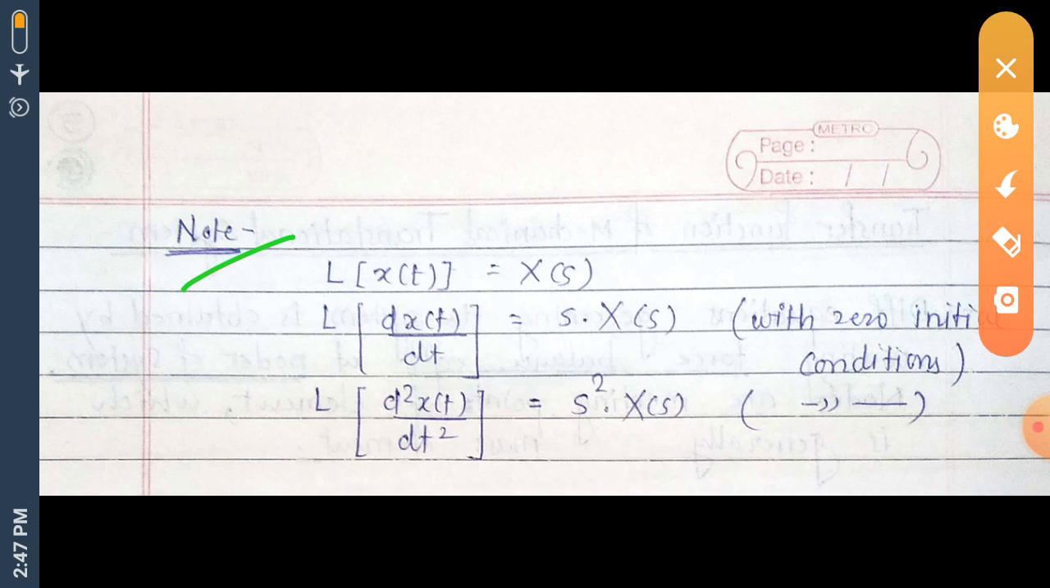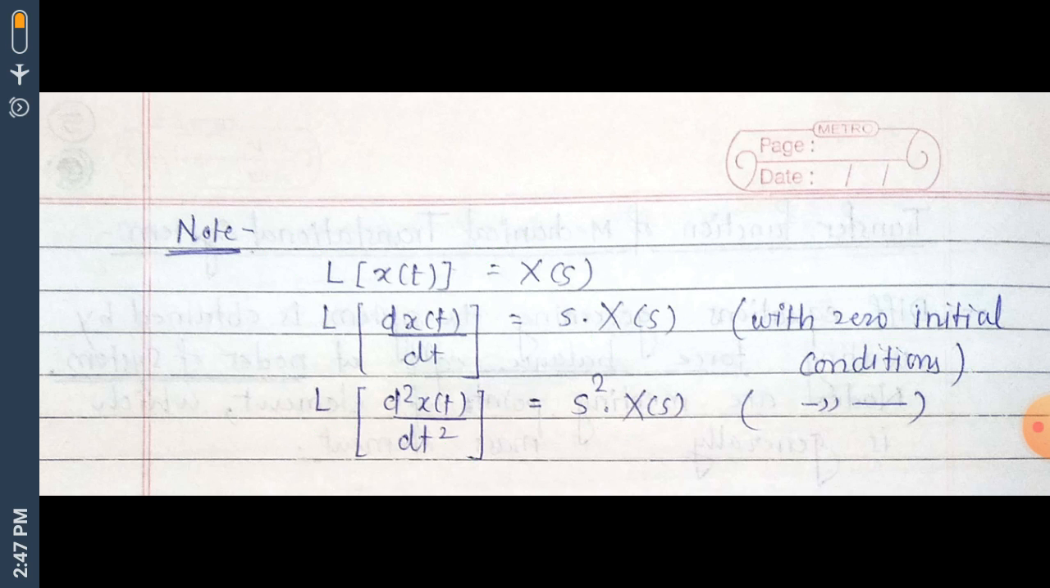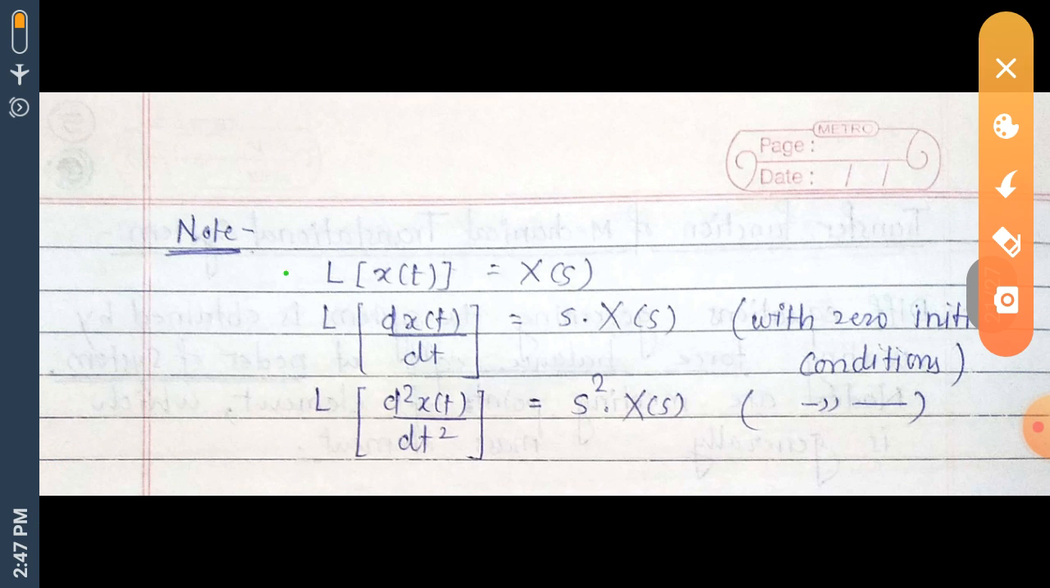Here is one important note: the Laplace transform of x of t, that is displacement, is indicated by X of s. The Laplace transform of dx/dt is indicated by s times X of s, with zero initial conditions, which is the primary condition of our Laplace transformation. The Laplace transform of d squared x/dt squared, that is acceleration, is indicated by s squared times X of s. So these are the Laplace transforms of the terms in our differential equation.